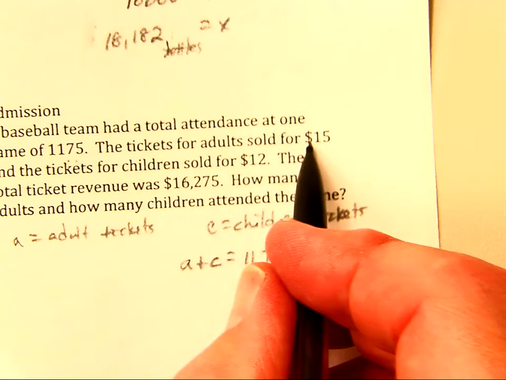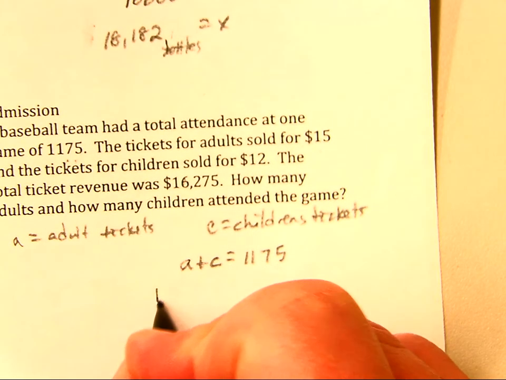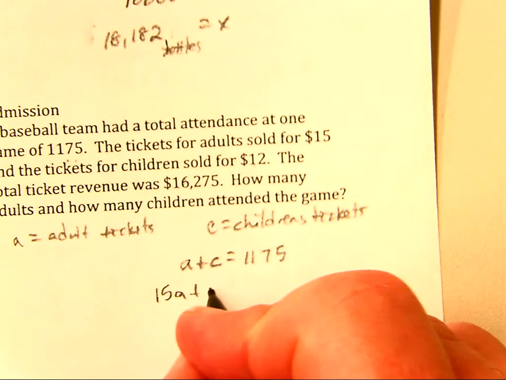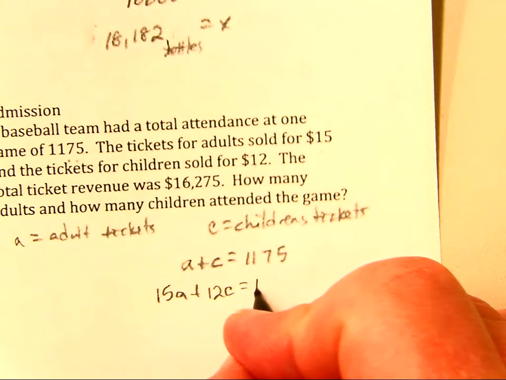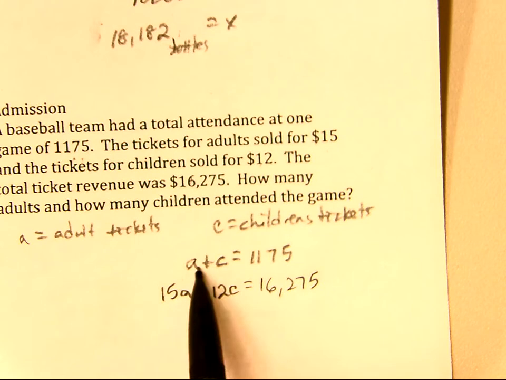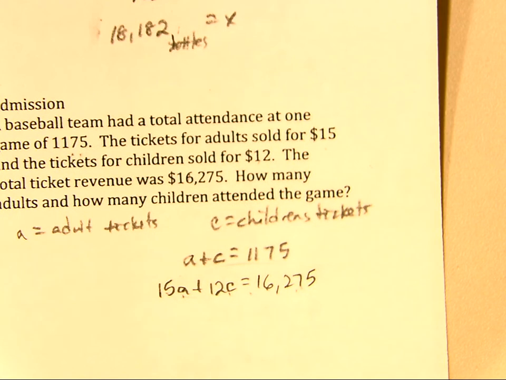The adult tickets are $15 a piece. So we make $15 for every adult ticket, so that's 15A. The children's tickets are $12 a piece, so 12C for the children's tickets. And our total we make is $16,275. So we have one equation for our total tickets and one for the money made. So 15 a piece for each adult, 12 a piece for each child, total of $16,275.